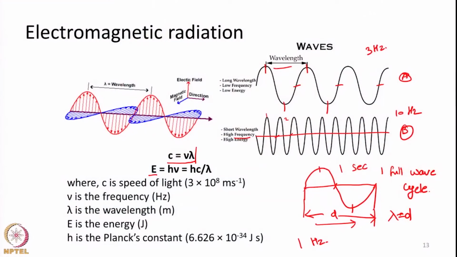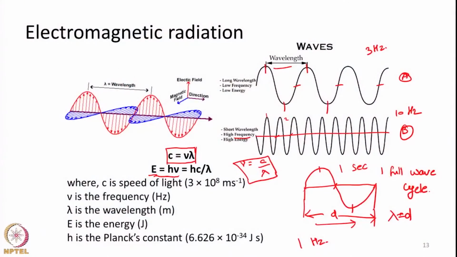So, what is the relationship between the velocity, frequency and wavelength? That is given here. Velocity c is equal to frequency times lambda, c is equal to nu lambda, or otherwise nu is equal to c by lambda. So, essentially the wavelength and frequency are inversely related with each other. If the frequency is more, wavelength will be less, or if the wavelength is more, frequency will be less. So, essentially a high frequency wave will have a shorter wavelength.